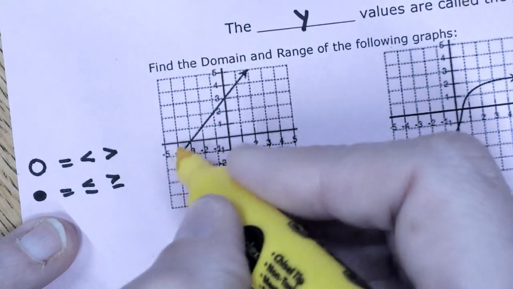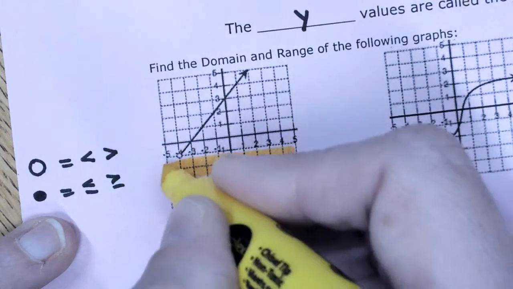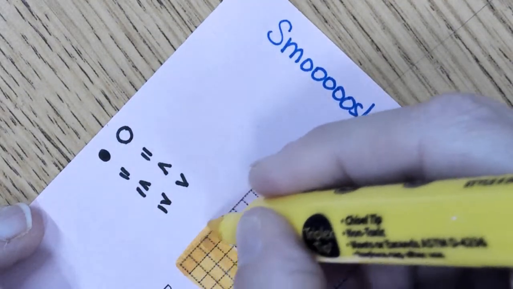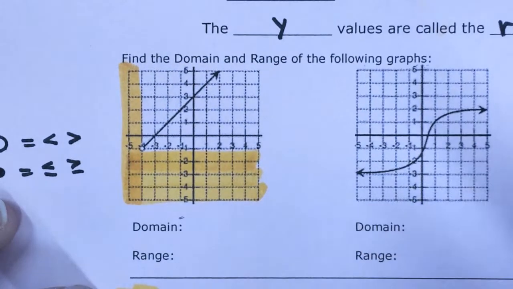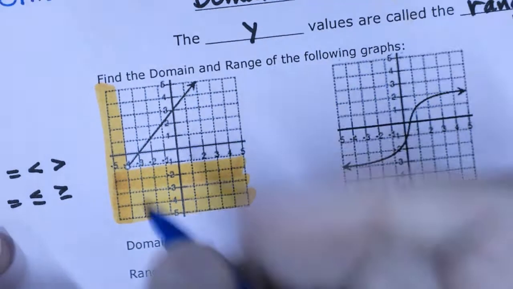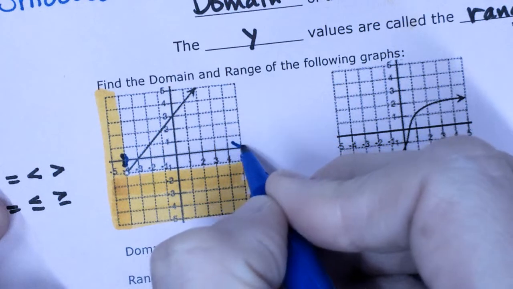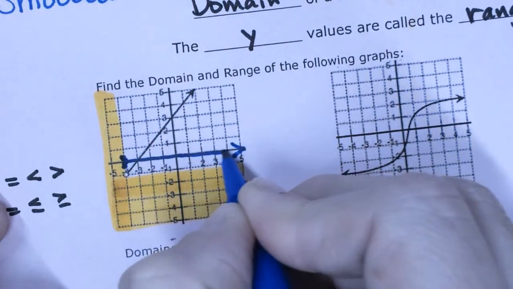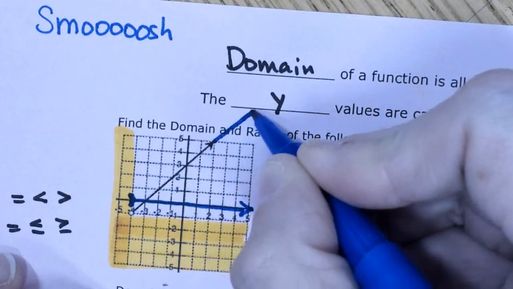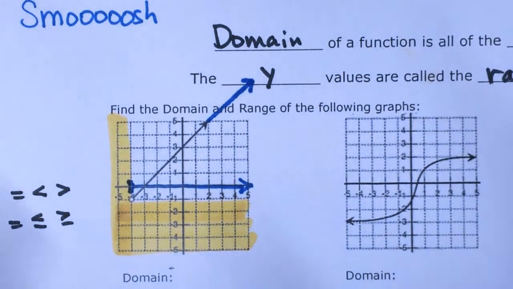But I know down here, it doesn't go past this point. So I know I can highlight down here, and I can highlight over here, okay? So my lowest x value is here, but over here, I have an arrow continuing on forever. You see, because if I continued this line up, you see how it would continue and it would be an arrow? Since it's an arrow, that means it doesn't stop.